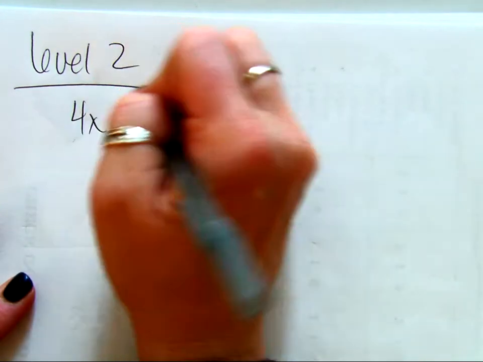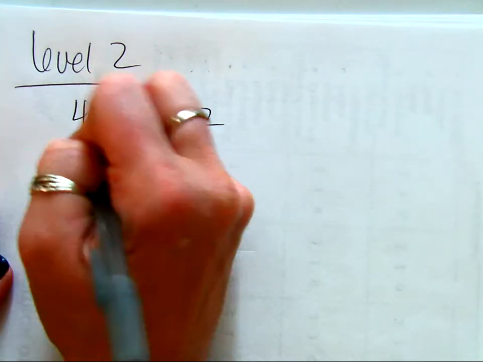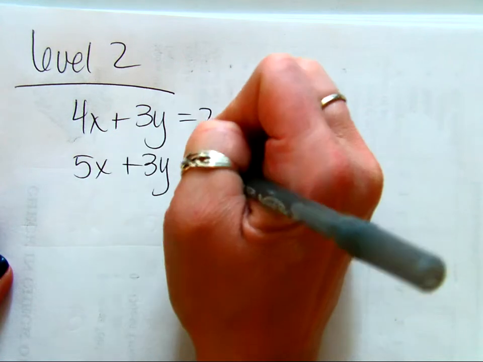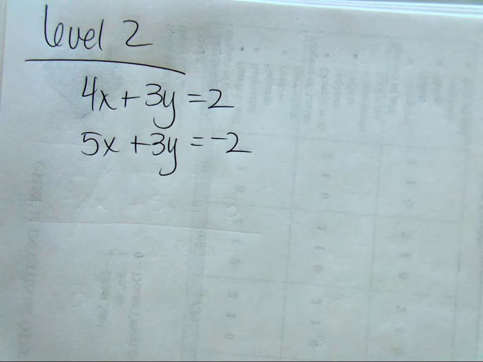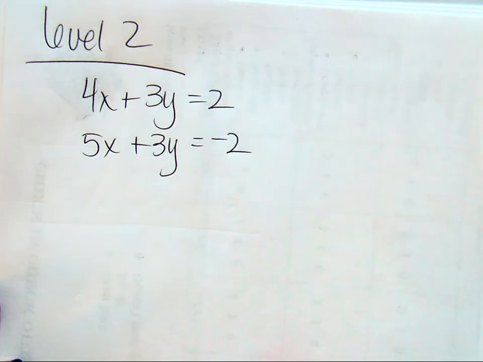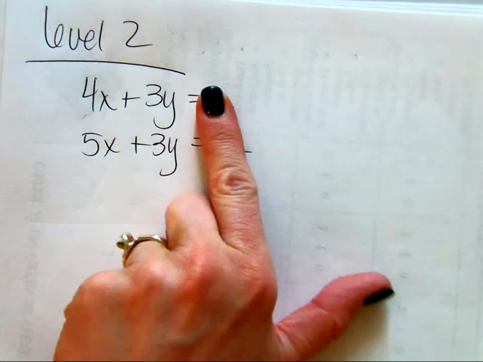So 4x plus 3y equals positive 2. 5x plus 3y equals negative 2. Okay? And this brings up a good point. Sometimes kids get so into the elimination, and they just go right away and cancel out the 2's. I don't want you to cancel out the 2's. I want you to cancel out an x or a y. So ignore that. That doesn't matter.